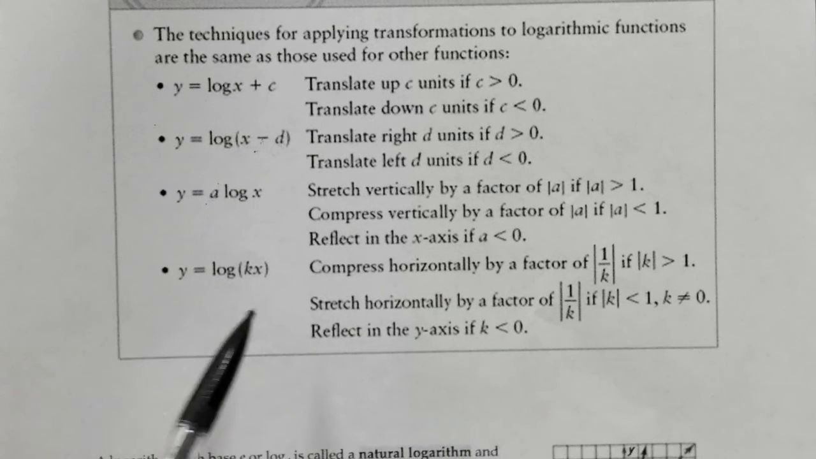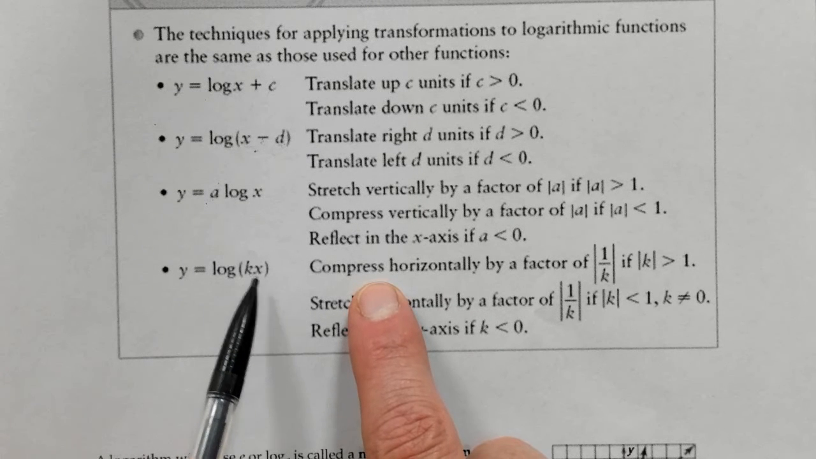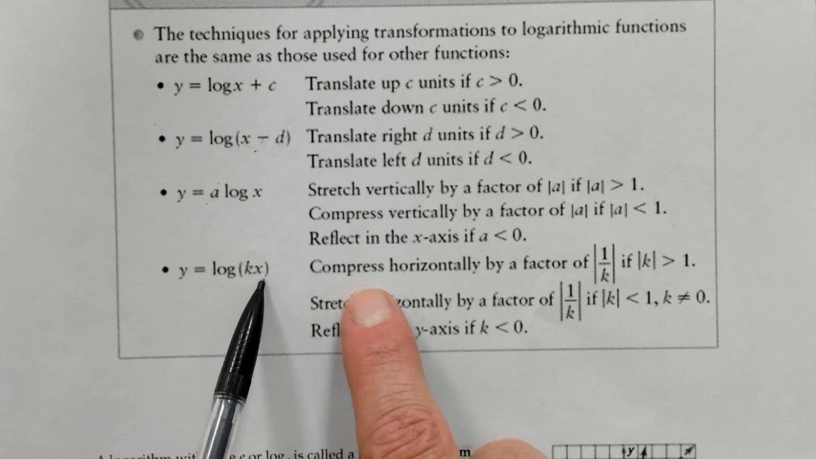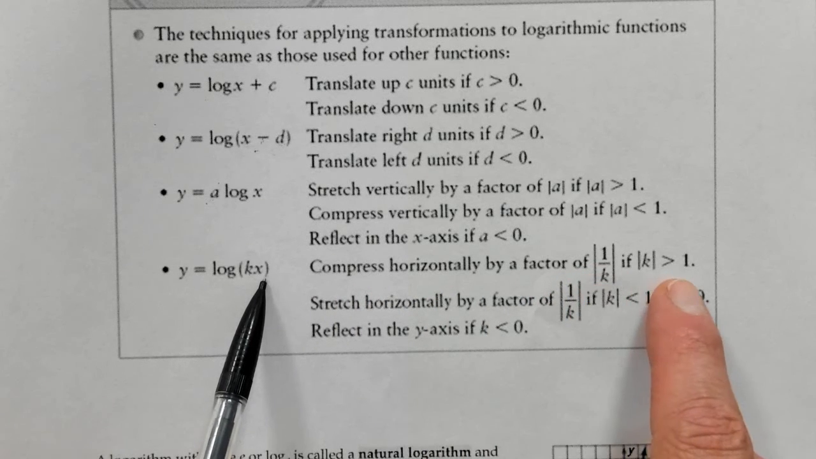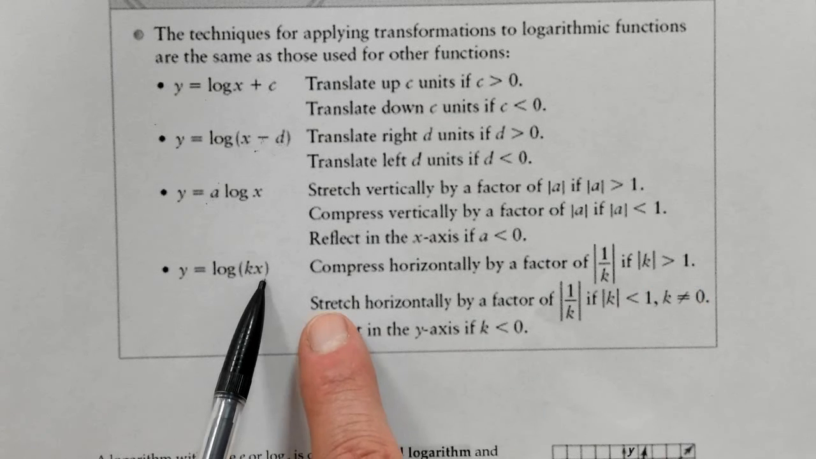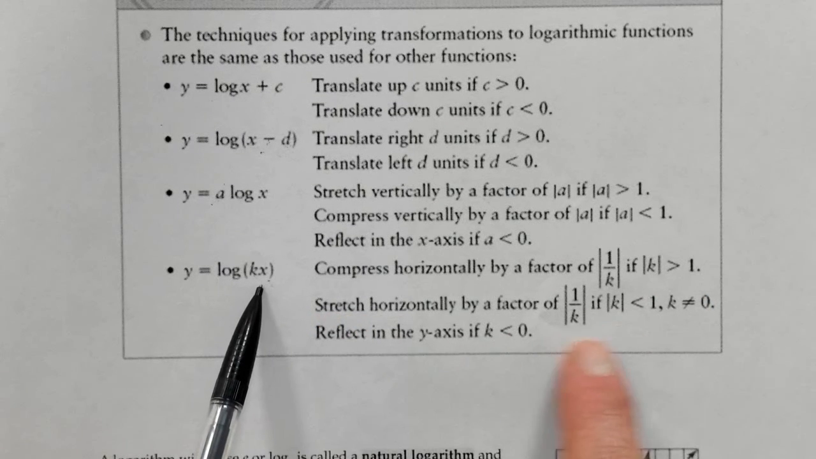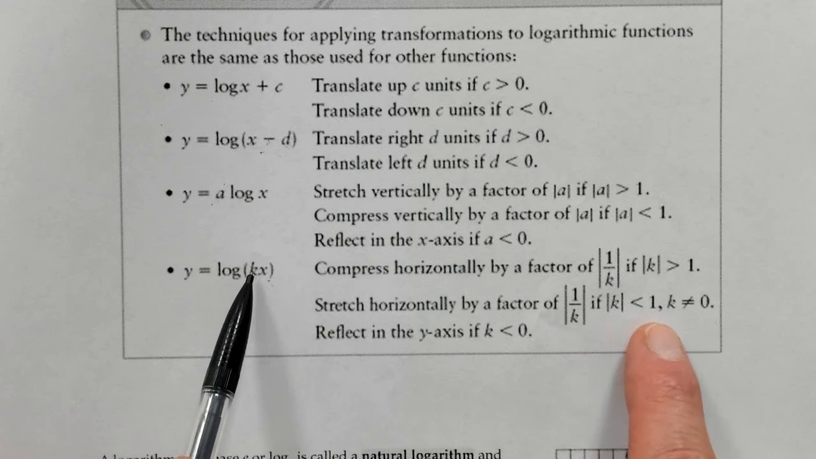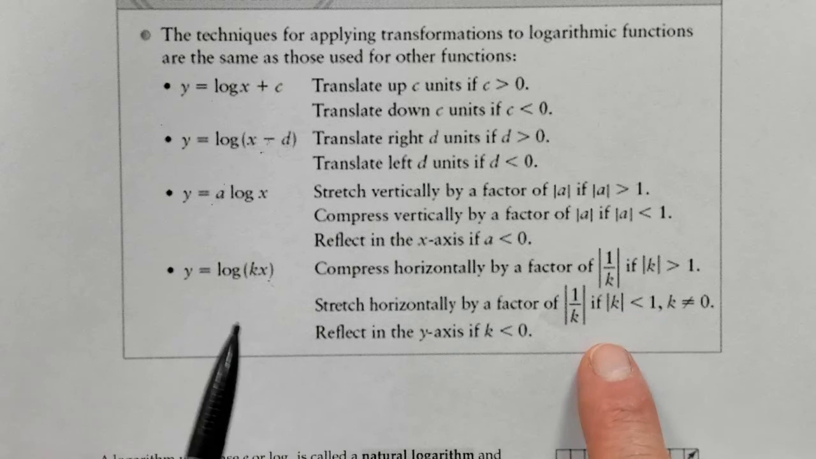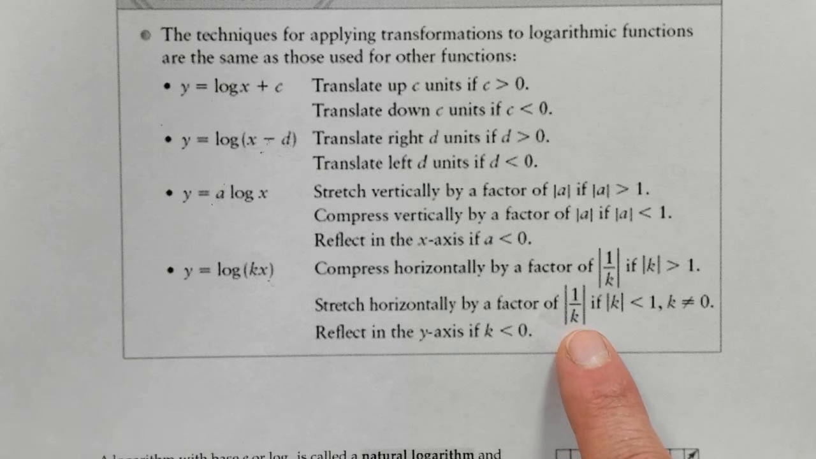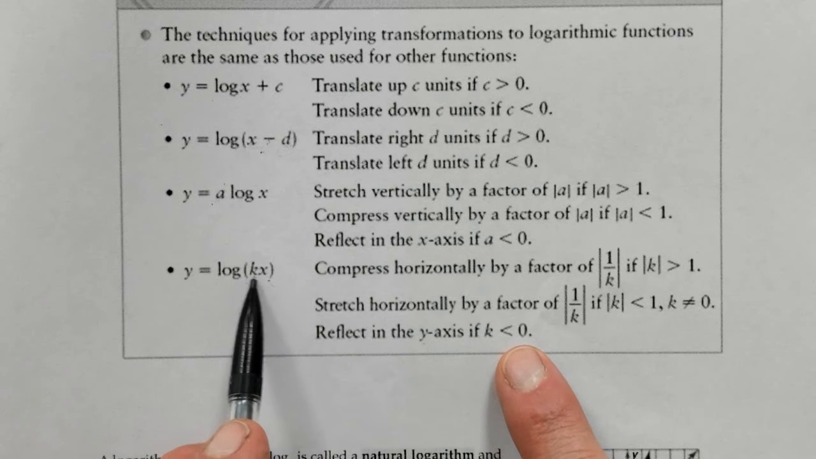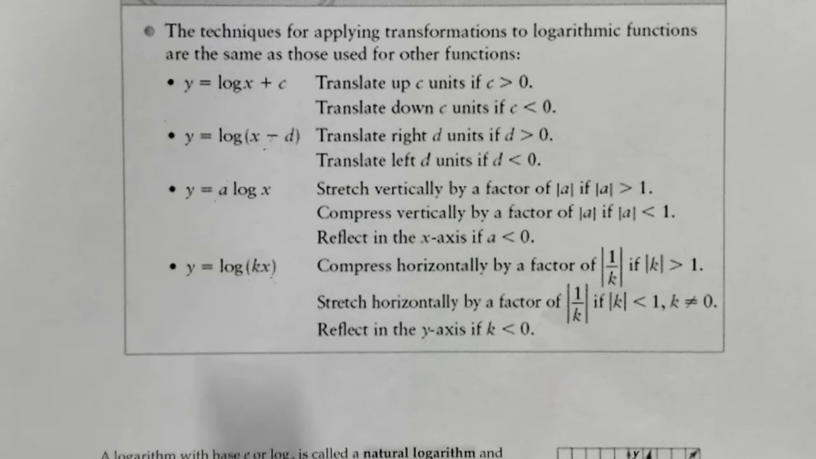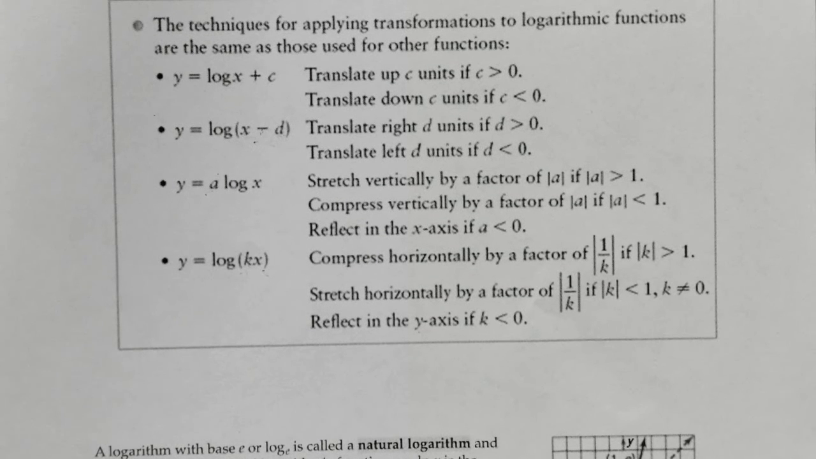And likewise, if you're multiplying by some factor directly to the x, it's going to compress horizontally by a factor of 1 over k as long as it's greater than 1. And it's going to stretch horizontally by a factor of 1 over k if that number there is less than 1. So keep in mind that the factor is flipped. You must take the reciprocal of the factor. Then you're reflecting in the y-axis if the k is less than 0. Okay, reflect through the y-axis. And we've seen some of that as well. Okay.